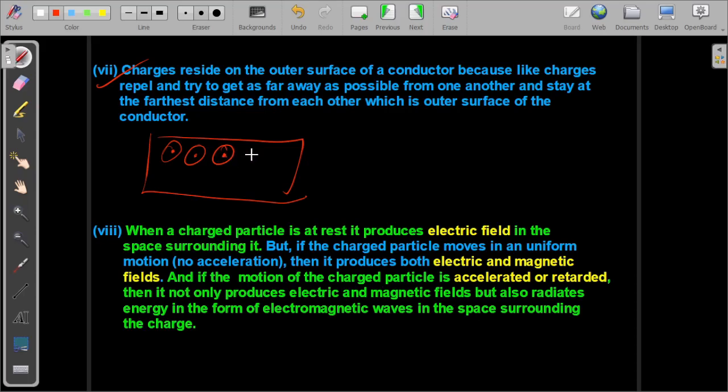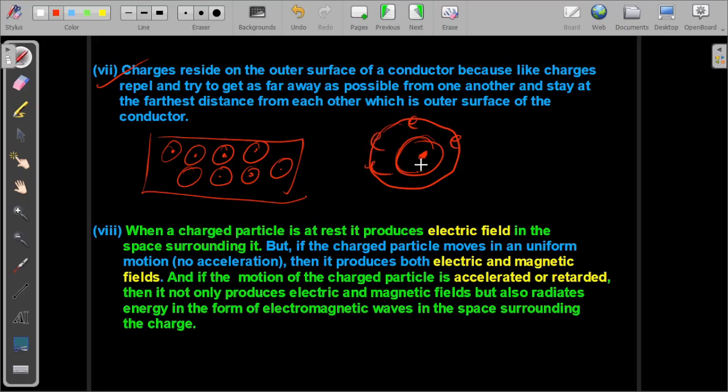Each atom has one nucleus. Like this you will get many atoms. In conductors, generally what do you get in an atom? You get one nucleus. Around this nucleus electrons revolve, in this way, electron, electron, electron. And protons and neutrons are in the nucleus. In a conductor, these outermost electrons are loosely bound.